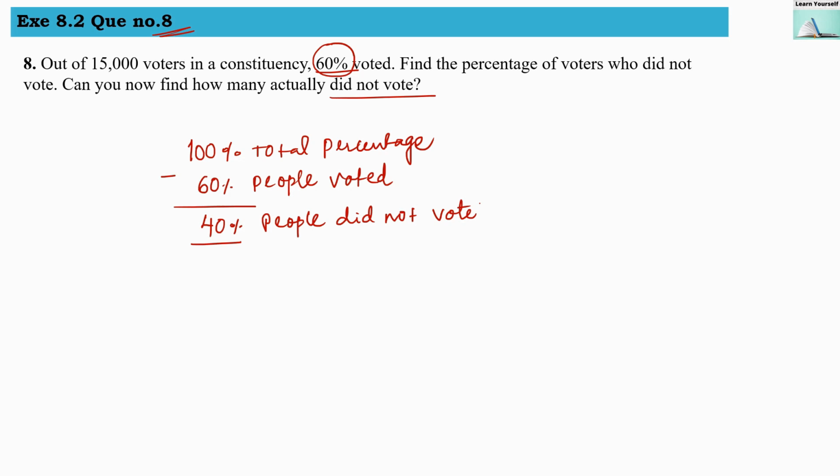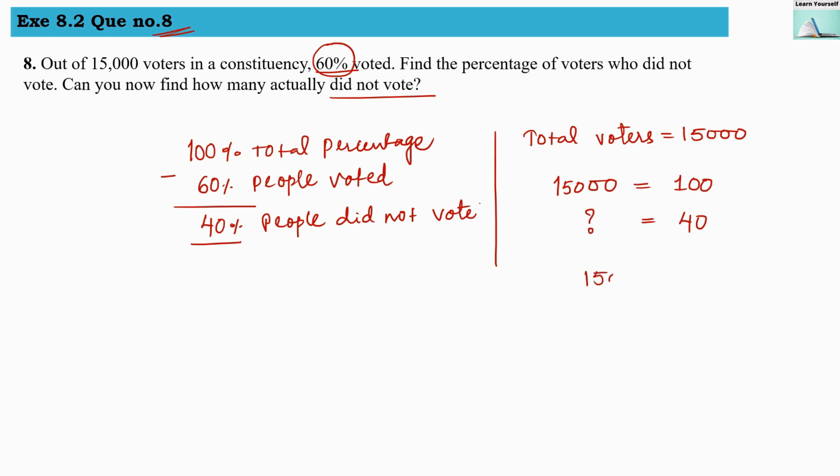Now we have to find the number from this percentage count. The total voters we have here are 15,000. So out of 15,000, 40% people did not vote. Here we are going to use the unitary method. 15,000 people are the total, which means this population is 100% in this constituency. So 15,000 are 100%, and we have here 40%. For that, what will be the number count? 15,000 into 40 divided by 100. This 2 0 and this 2 0 we can cancel off, and we will get 150 into 40. So our answer here is 6,000. This 6,000 belongs to the people who did not vote in this election.